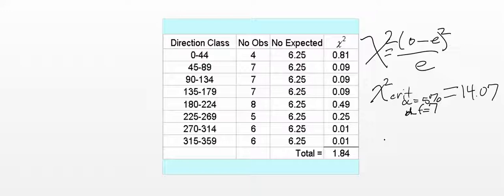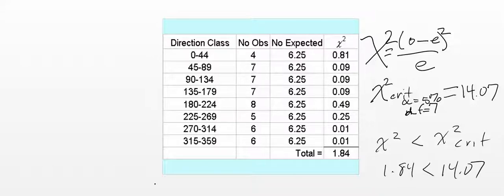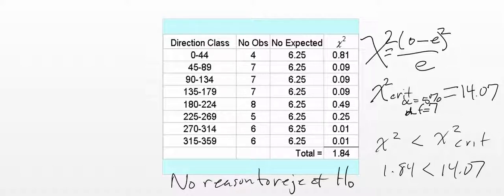The critical value was 14.07. As our chi-squared is less than chi-squared critical, because 1.84 is indeed less than 14.07, we have no reason to reject the null hypothesis. So we really do believe that the homing pigeons have no preferred orientation in their flight after disorientation. And that's the end of case J.